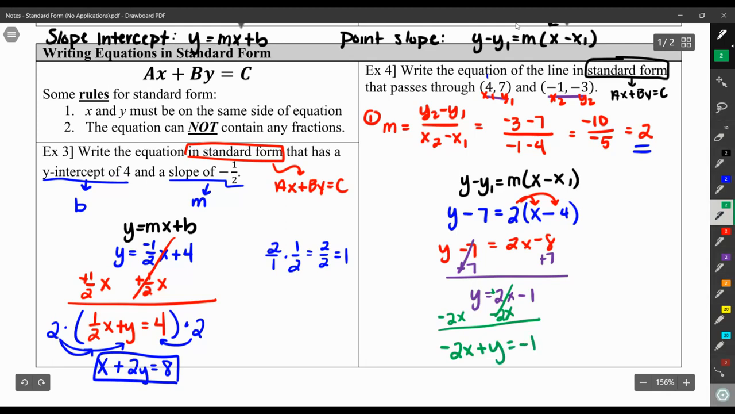Now that it looks close, we have ax plus by equals c. We have to check and make sure there are no fractions. So -2, a 1, and a -1, no fractions. So this is our final standard form.